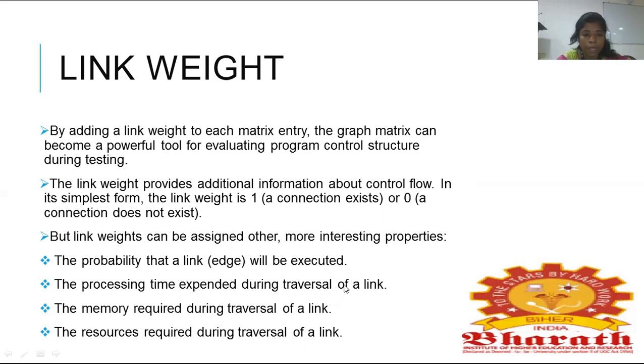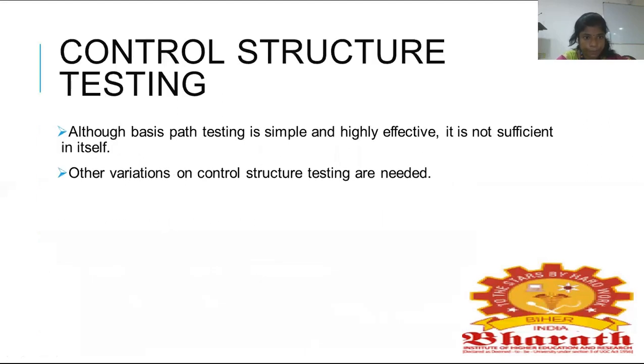The resources required for traversing a link. So what is needed to traverse a link? You need the probability of a link, the processing time, the memory required, and a resource. These are the four important properties you need for the link weightage: probability, processing, memory, and the resource.